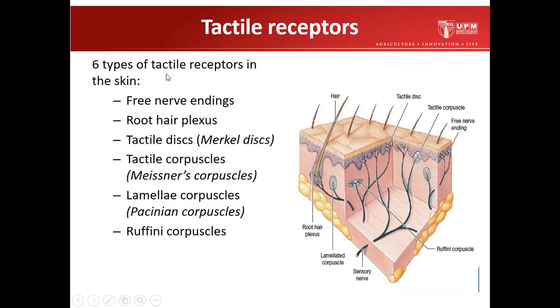There are 6 types of tactile receptors in the skin. Tactile receptors are the sensory receptors which respond to touch. We're going to discuss all of these 6 types one by one. In this picture you can see the location of the 6 types of tactile receptor. First we're going to talk about the free nerve ending. I have talked about the free nerve ending in the earlier slides, and I hope you still remember.